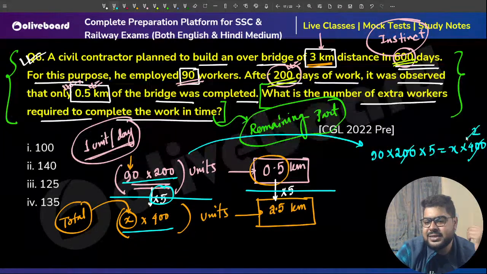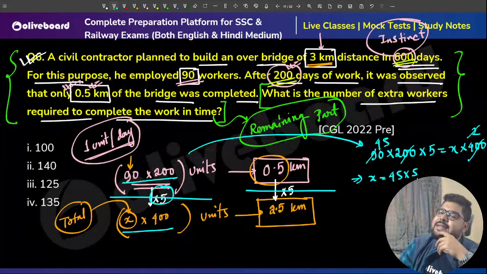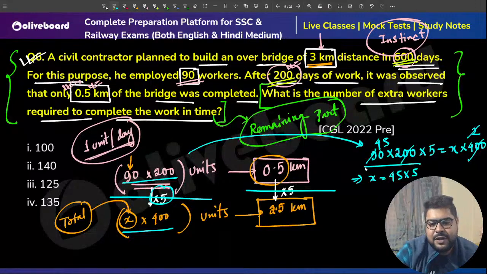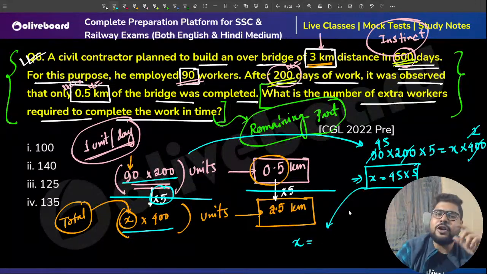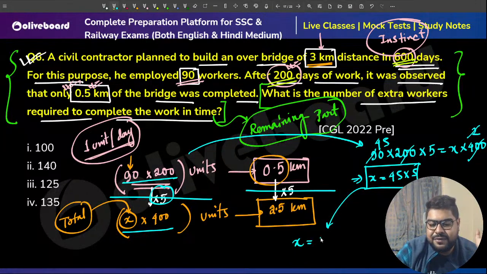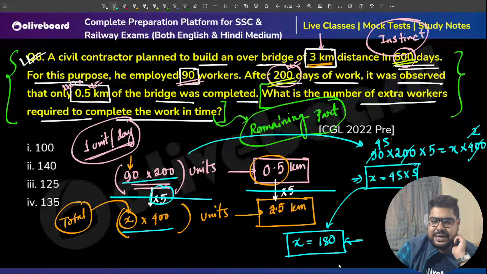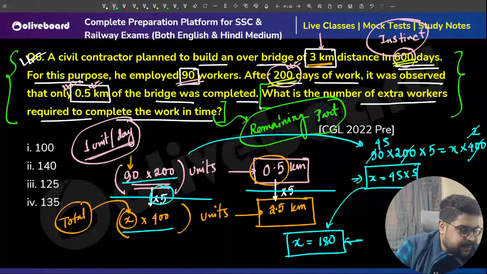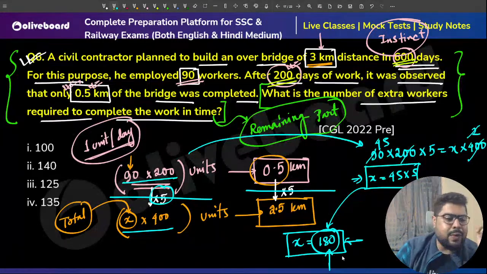200 2s are 400, and this is 45. So x is nothing but 45 times 5. So how much is 45 times 5? I guess you guys won't be able to see. 45 times 5 is, let's say, 180. That means, please understand, the man needs to employ total 180 people.